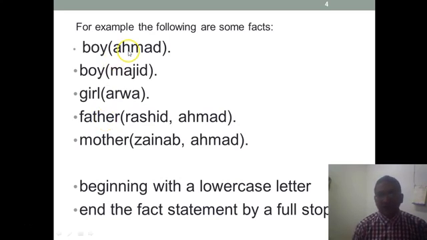Now, while writing the facts in Prolog, we have to keep in mind certain rules. The first rule is beginning with a lowercase letter. That is, always when you write a fact, the first letter should be in lowercase. The other important point that we have to keep in mind is to end the fact statement with a full stop. So every fact should be terminated by a full stop.